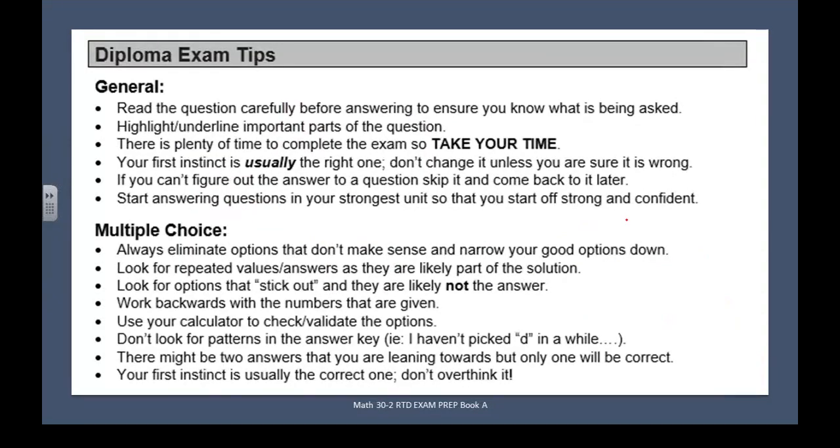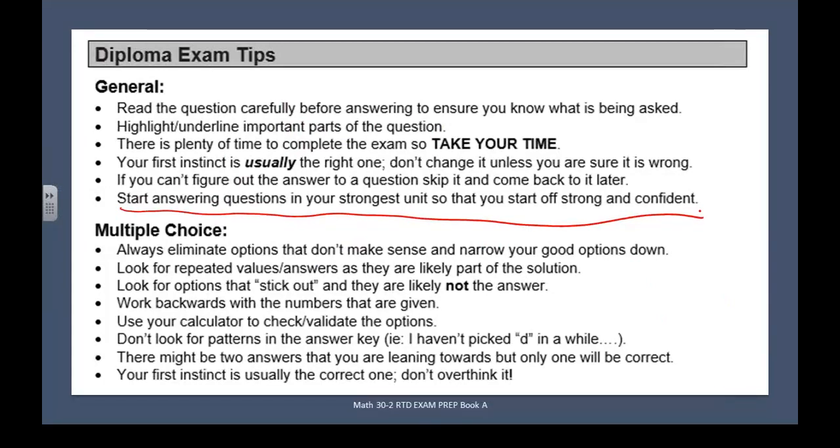Okay, so just some tips about the diploma. When you get the diploma, I don't want you to start with the first question and just go all the way through. I want you to look at the whole diploma, and you don't have to start at question 1. I want you to start on the section that you feel the most confident. So start answering questions in your strongest unit. Everybody has a unit that they are the best at. That's the unit I want you to start with.